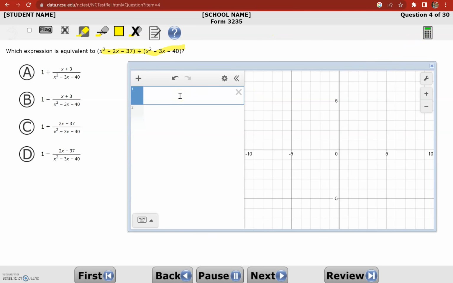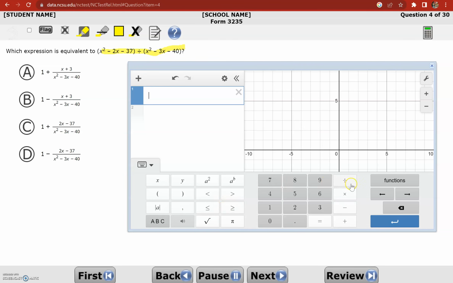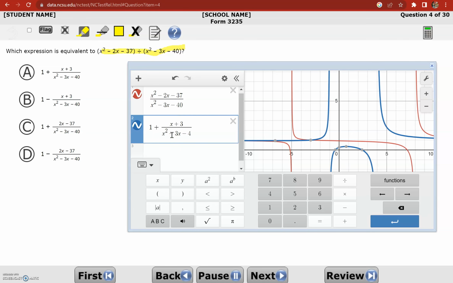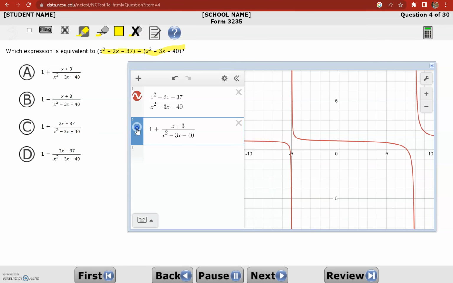So the listed expression, I can use this division symbol here, which creates a fraction. So I just type the first expression on top, second expression on the bottom, and that means the same thing as what I've highlighted there. Now I want to type each answer option until I get a match. So I have x plus 3 over x squared minus 3x minus 40. And look at that. The blue graph lands perfectly on top of the red graph in every place. So that would mean that this option A is correct.